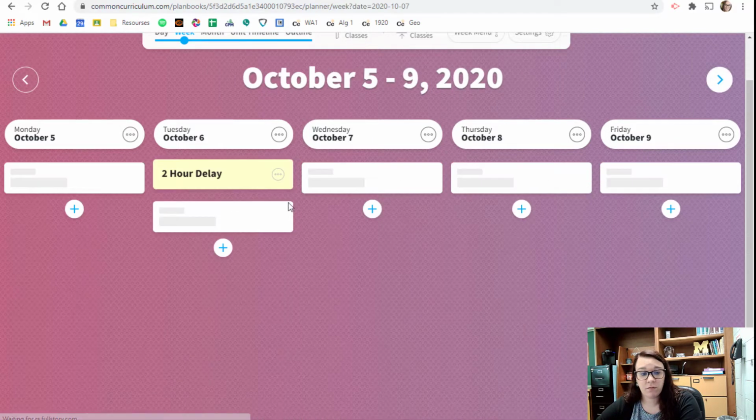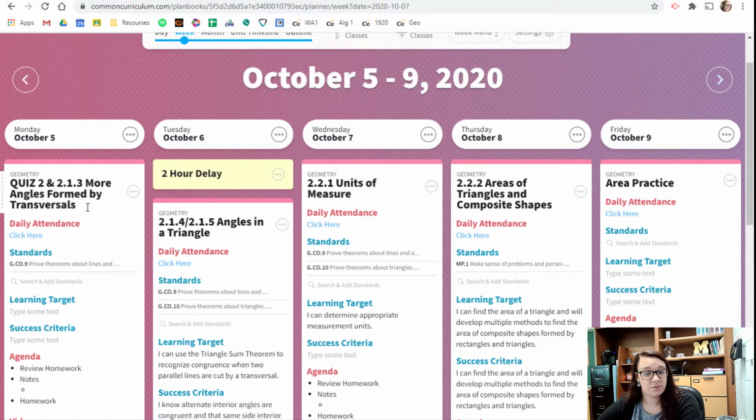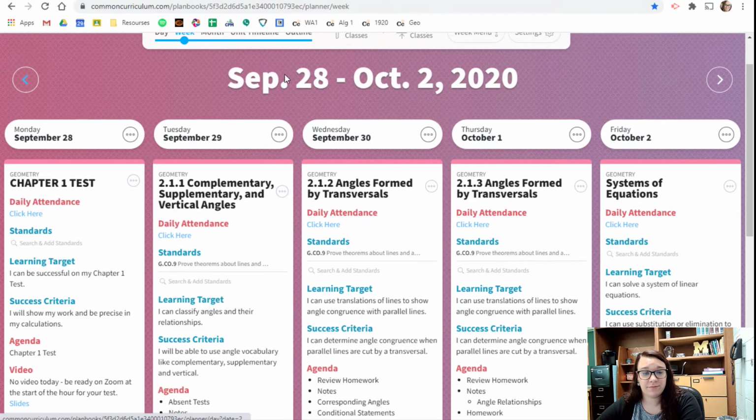Next week, moving forward, remember you have a quiz on Monday as usual. We're going to continue on with chapter 2 from there. And again, next Friday, we'll have a kind of pause on geometry life and practice an algebra skill that we need. So just wanted to show you a snapshot of what's coming up.